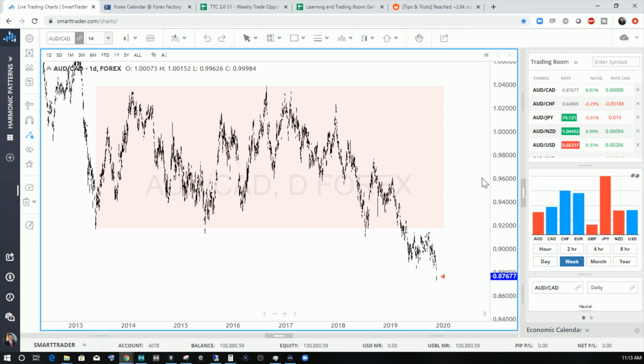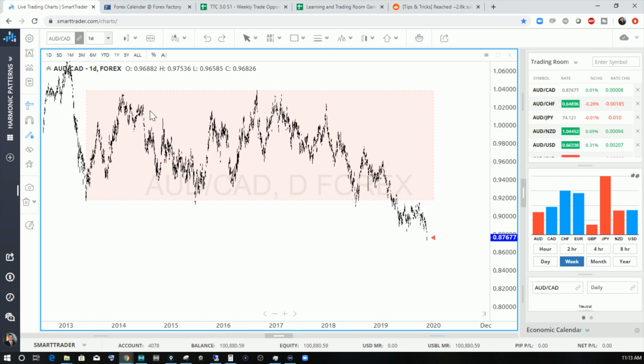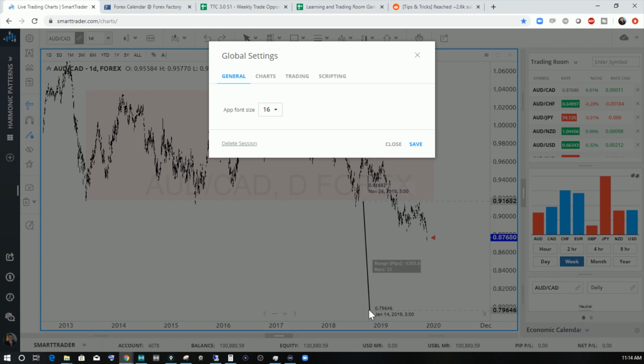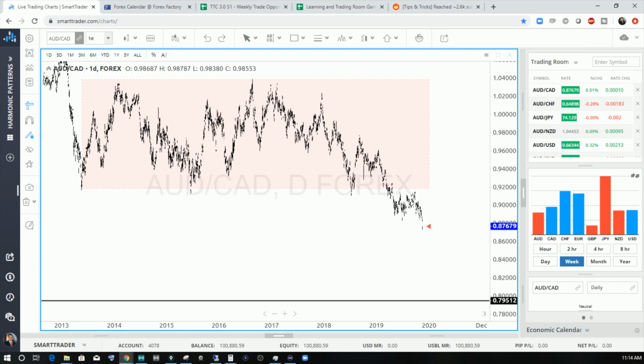Now, when price breaks out of consolidation, what happens? It's got a target. And the target is normally the distance of the breakout, the range. So on the Aussie CAD, we're looking at a 1200 pip breakout from here to there. So I'm going to put 1200 pips down here, which is going to be right about here. So this is where we're expecting price to go to.